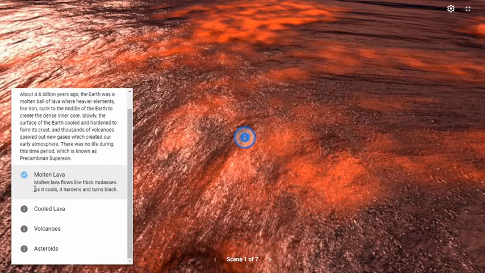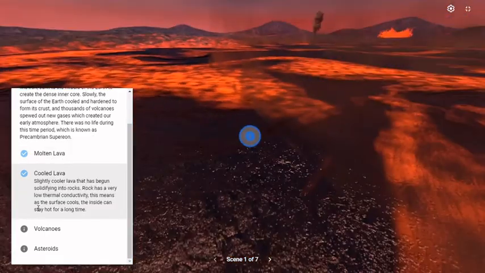Well, molten lava. Molten lava flows like thick molasses. As it cools, it hardens and turns black. Cooled lava is slightly cooler lava that has begun solidifying into rocks. Rock has a very low thermal conductivity. This means as the surface cools, the inside can stay hot for a long time.